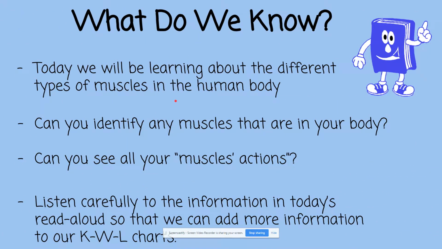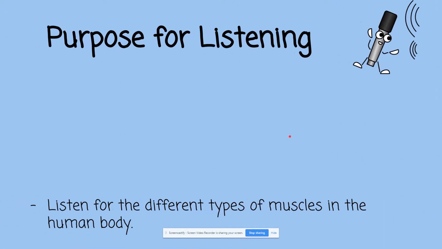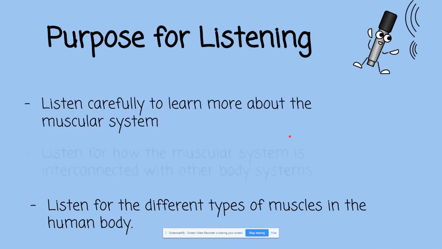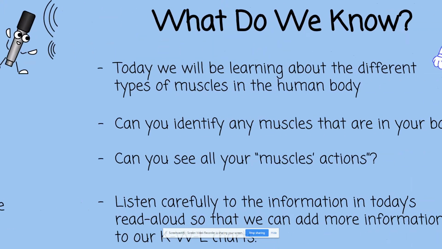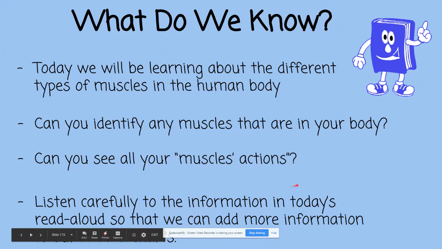Today we're going to learn about the different types of muscles in the human body. We're going to talk about the muscles. We're going to see our muscles in action, figure out how they work. And so our purpose for listening is that we're going to, of course, learn more about the muscular system and see how it is interconnected with other body systems. If you have not already filled out the KWL chart, and your teacher has told you to do that, please do so before you continue with your Edpuzzle.